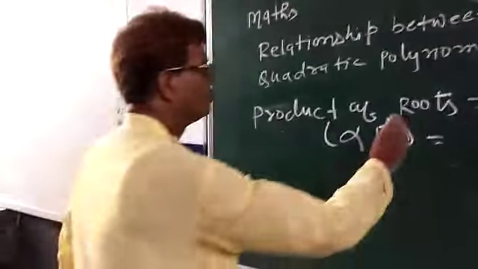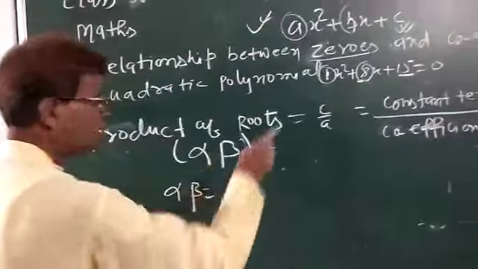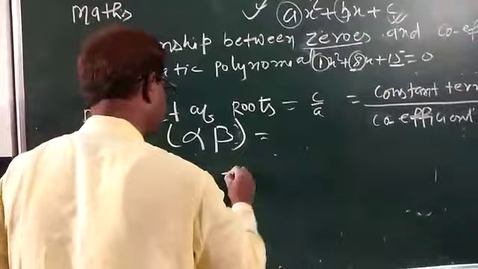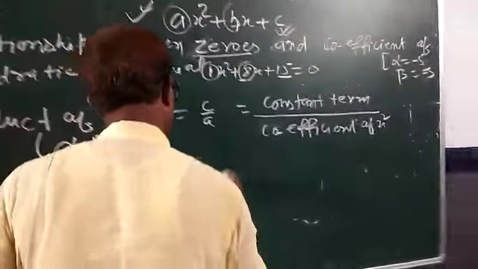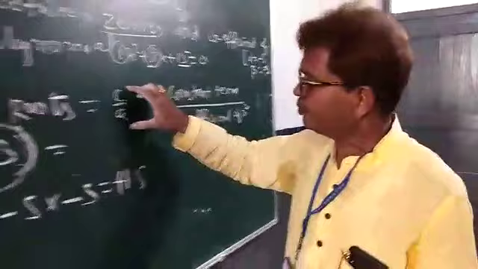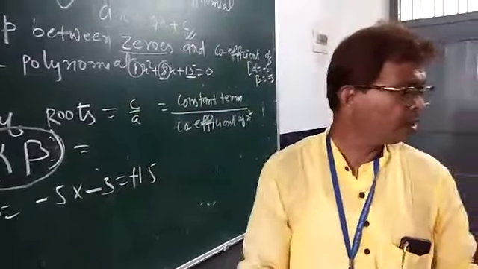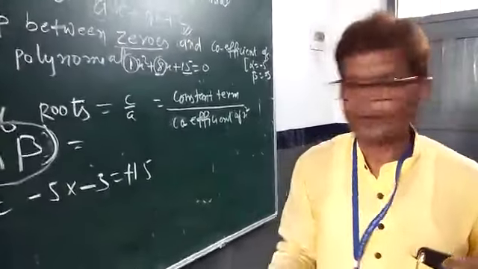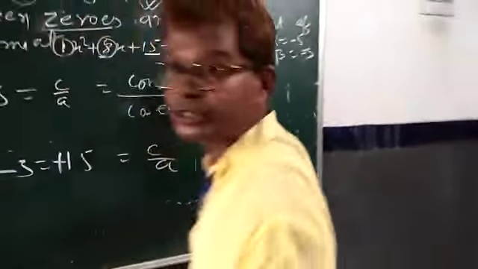At first we are going to have the value of alpha beta. See here, the value of alpha is minus 5, the value of beta is minus 3. This will be equal to plus 15. So alpha into beta will be equal to plus 15. Then we can have the value of c by a, and if it is equal, then our condition is satisfied.